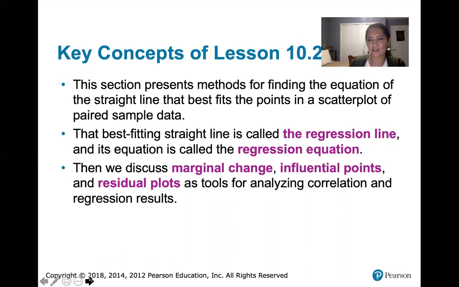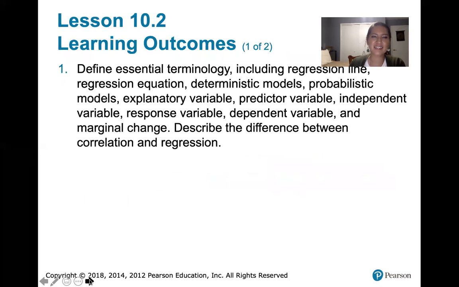After discussing regression lines and regression equations and how to find regression equations and graph scatter plots and corresponding regression lines on those scatter plots, we'll also discuss marginal change. We'll discuss influential points and residual plots as tools for analyzing correlation and regression results. So we have 6 learning outcomes associated with lesson 10.2.